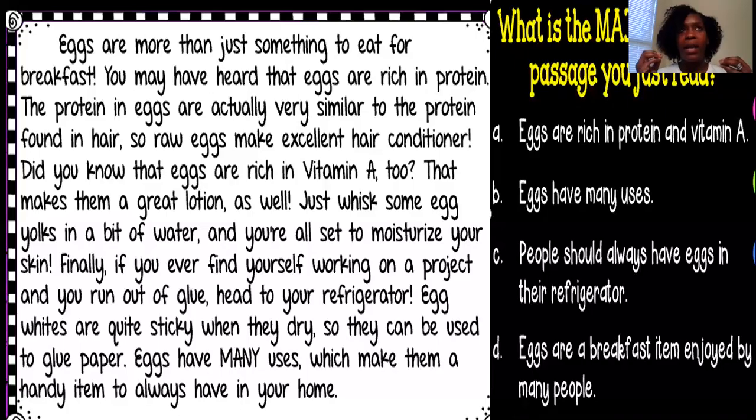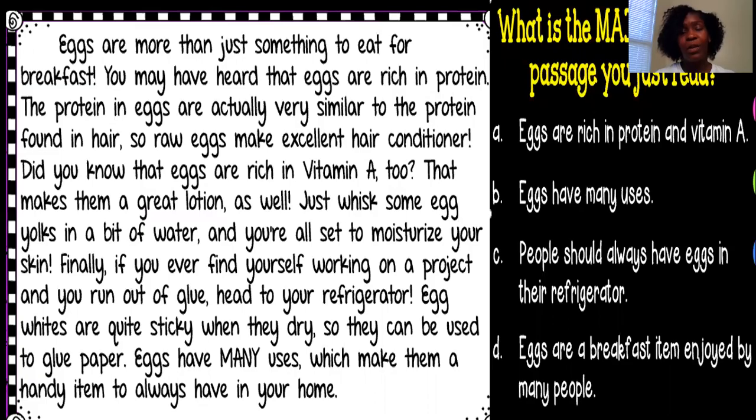Now, when I think about main idea again, I'm looking at what it is mostly about. So when I look at my answer choices, I'm going to say, was it all about? And I'm going to read each answer choice and see which one makes the most sense, okay? A, was it all about eggs are rich in protein and vitamin A? Now, it did mention that in the text. However, this whole passage was not all about eggs being rich in protein and vitamin A. So I'm definitely going to have to eliminate A as my answer choice.